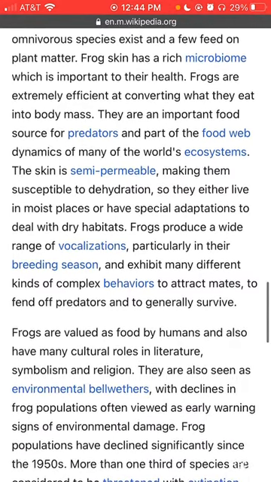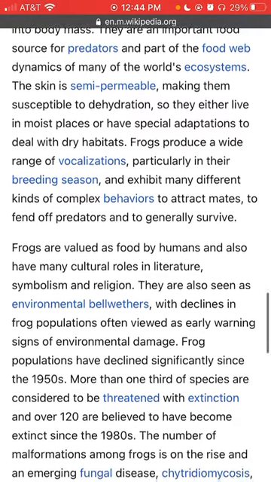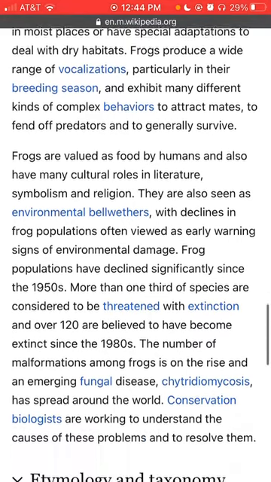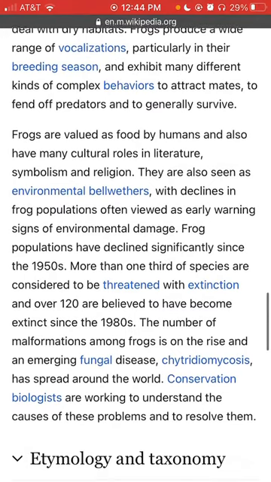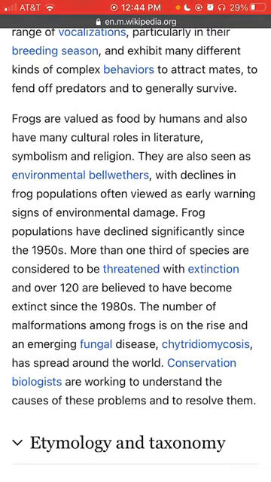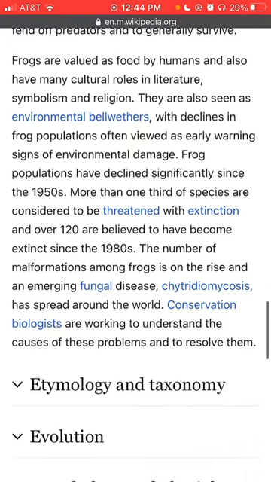Frogs are valued as food by humans and also have many cultural roles in literature, symbolism, and religion. They are also seen as environmental bellwethers, with declines in frog populations often viewed as early warning signs of environmental damage. Frog populations have declined significantly since the 1950s. More than one-third of species are considered to be threatened with extinction, and over 120 are believed to have become extinct since the 1980s. The number of malformations among frogs is on the rise, and an emerging fungal disease, chytridiomycosis, has spread around the world. Conservation biologists are working to understand the cause of these problems and resolve them.